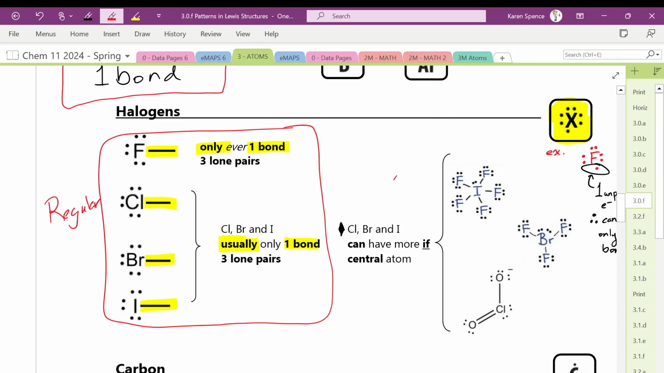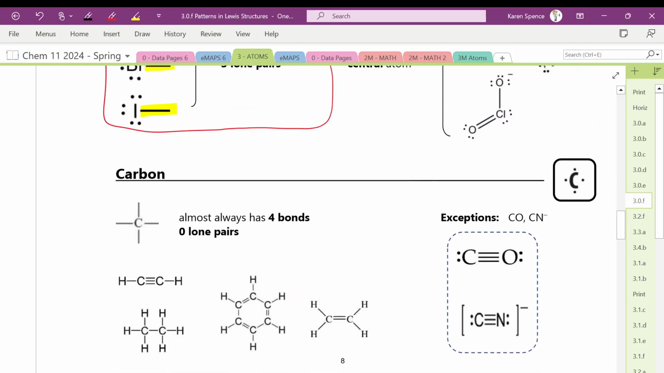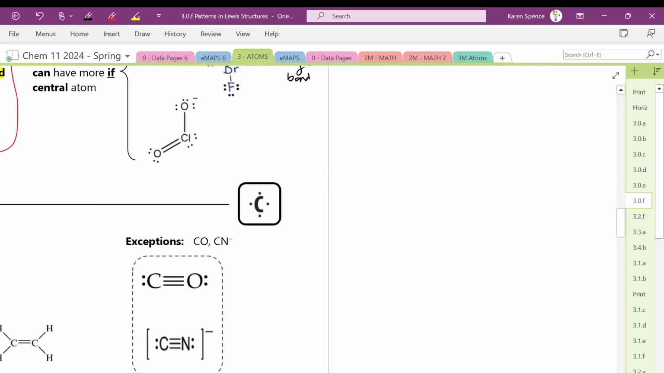Regular, enriched. So hydrogen, only one bond. Halogens, only one bond. Carbon, let's take a look at carbon over here.